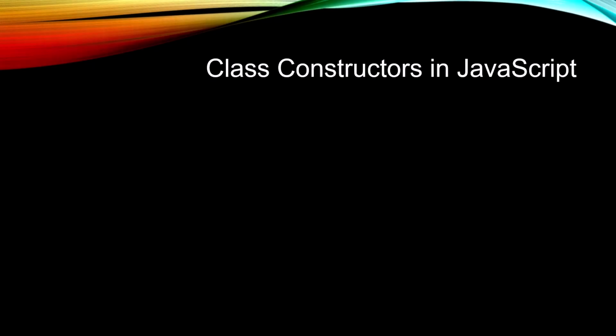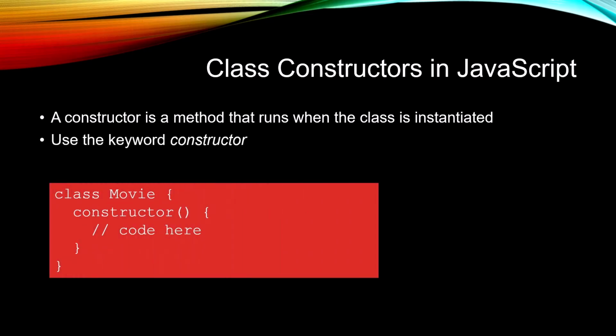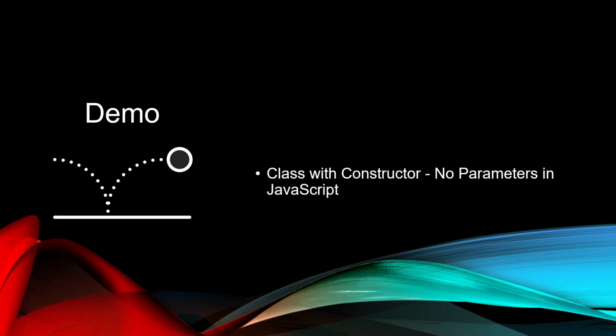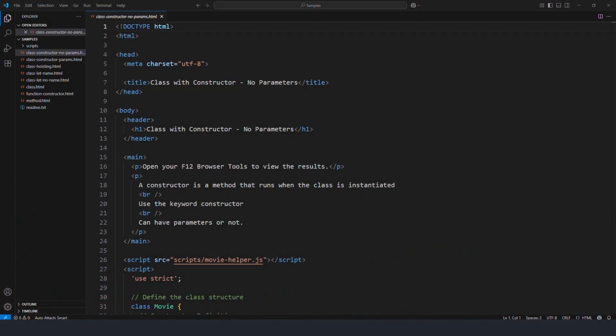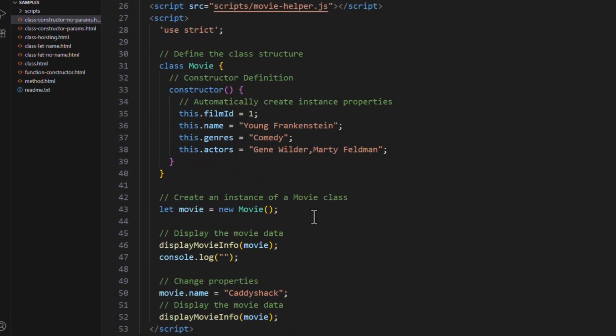As I mentioned, classes can have constructors. So a constructor is a method that runs when the class is instantiated, and we use the keyword constructor within the body of our class. It can have parameters or not have parameters. It doesn't matter. So let's take a look at a class with a constructor but no parameters. Once again, we have a simple little web page here. And down here now, you can see on line 31, I'm declaring my class movie.